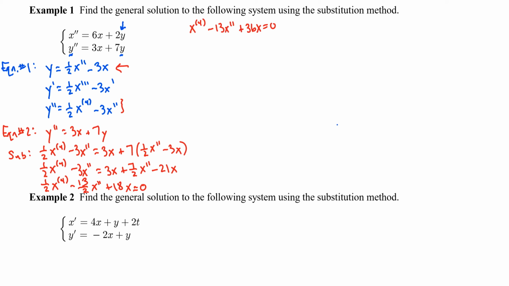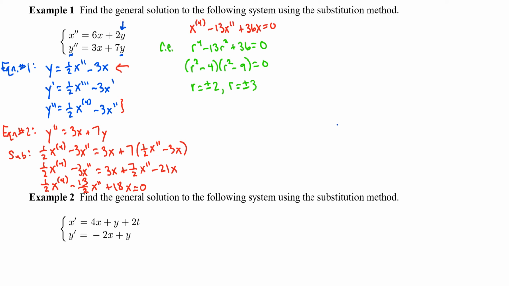This is a fourth order linear homogeneous differential equation with constant coefficients. Remember, that means we can solve it with the characteristic equation. In this case, our characteristic equation would be r to the fourth minus 13r squared plus 36 equals 0. Make sure you don't put a 36r there. If we factor this, we get r squared minus 4 times r squared minus 9. So the roots of our characteristic equation are plus and minus 2 and plus and minus 3.